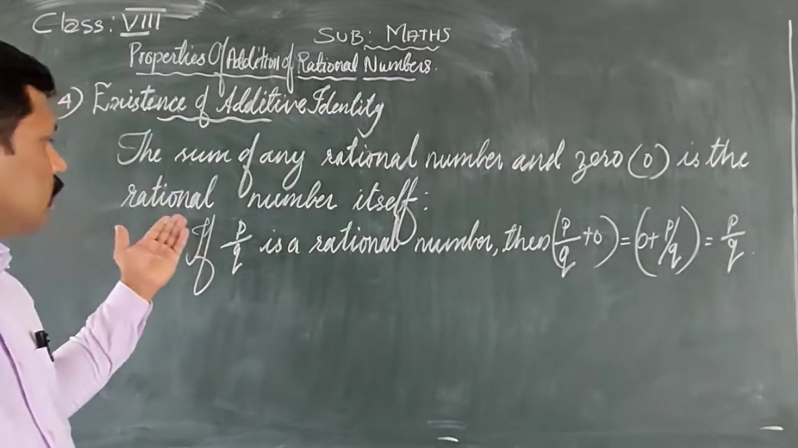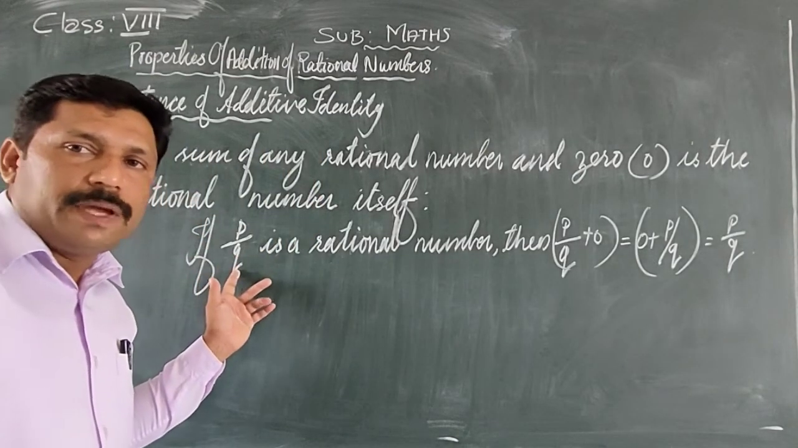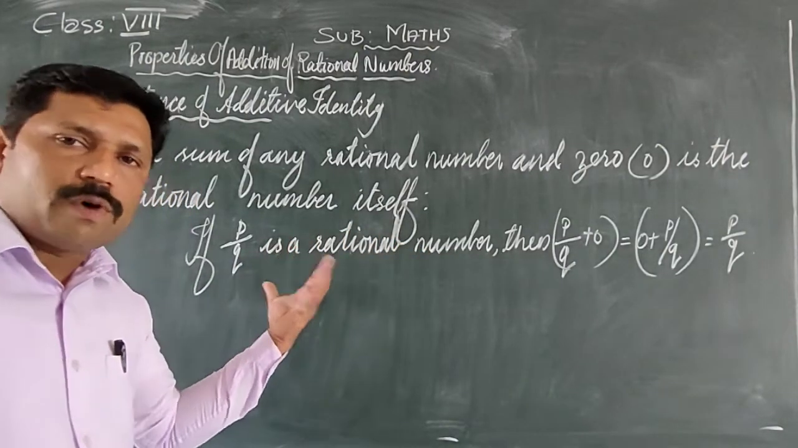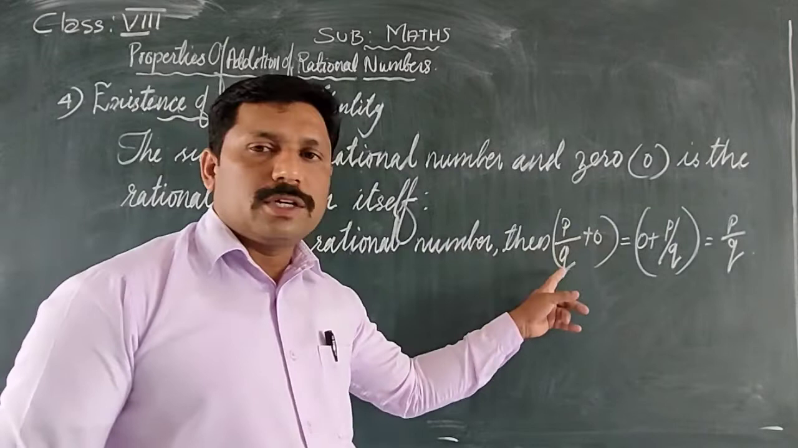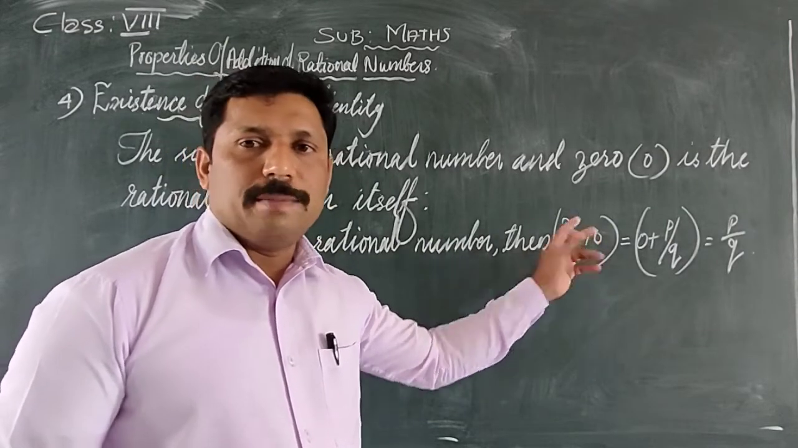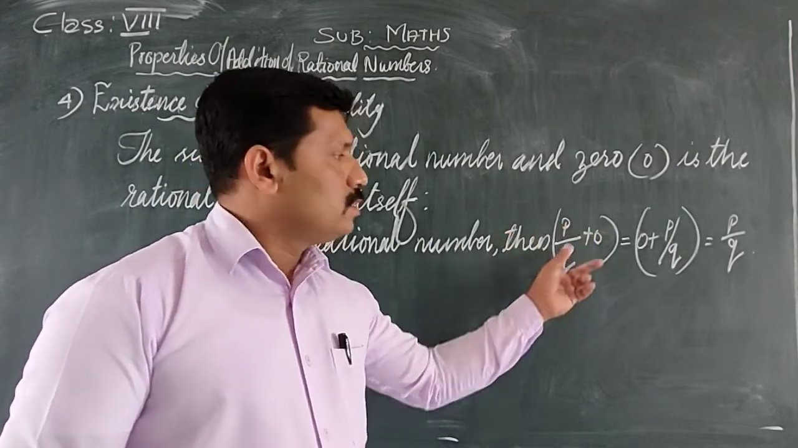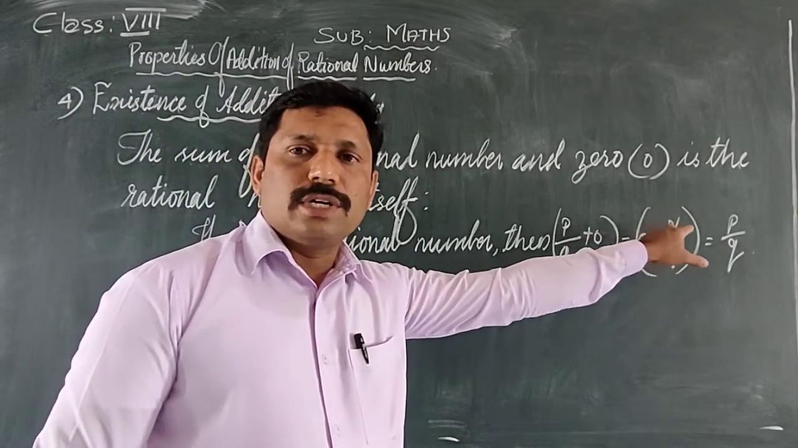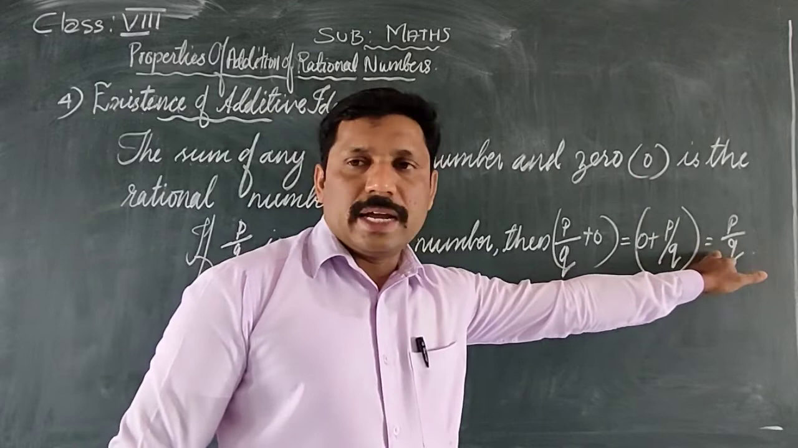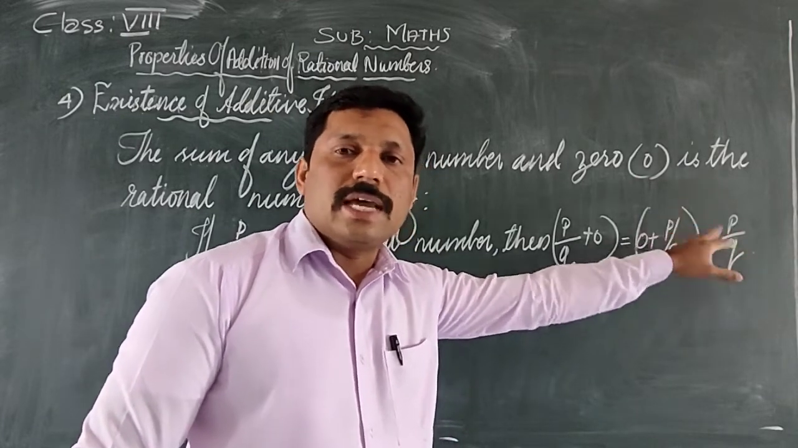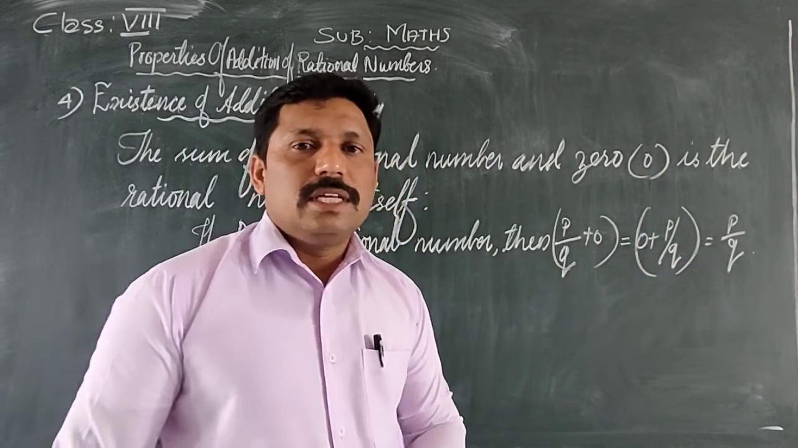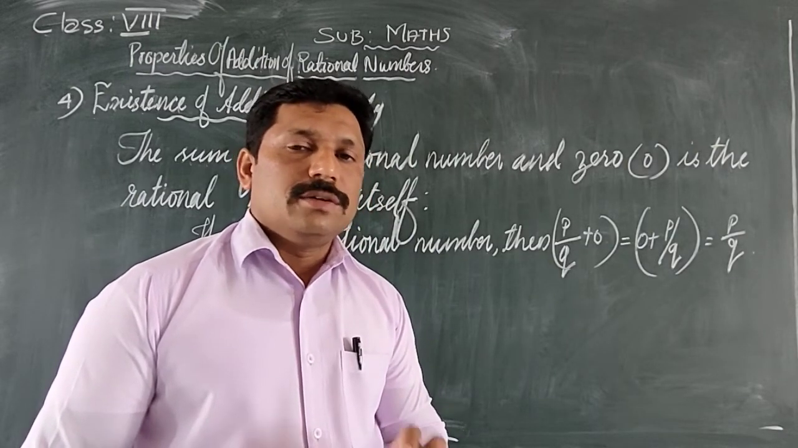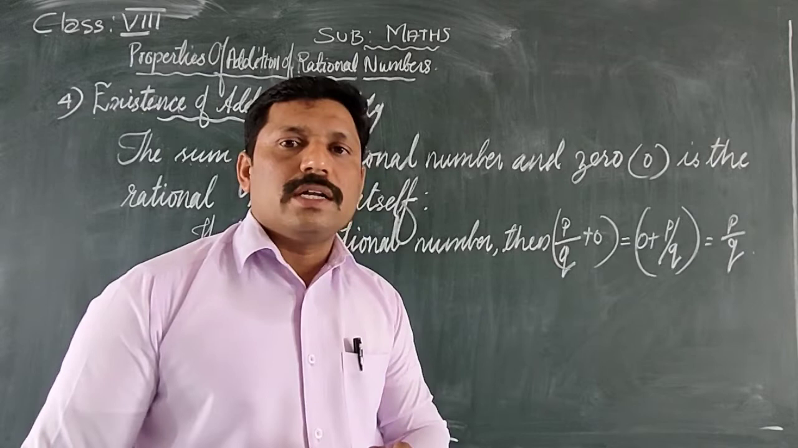Example, here you can see that if P upon Q is a rational number, P upon Q is one rational number, then P upon Q plus 0, that means with a rational number 0 is added, or 0 plus P upon Q means 0 is added to any rational number, then we get P upon Q. That means the same rational number we will get. This is called the existence of identity, additive identity. That means 0 is called the additive identity.